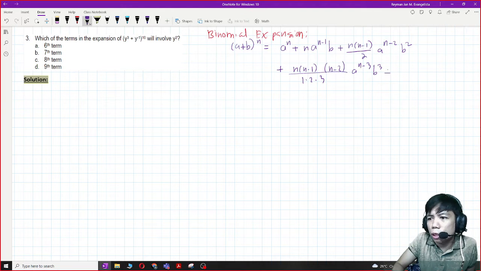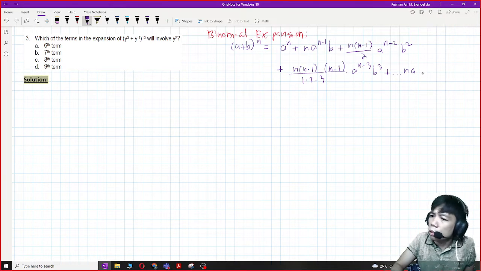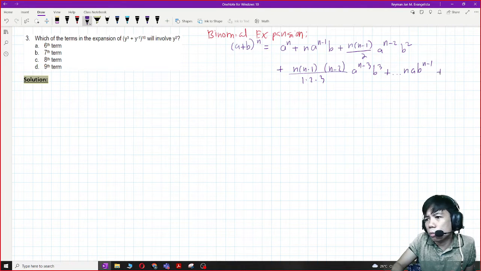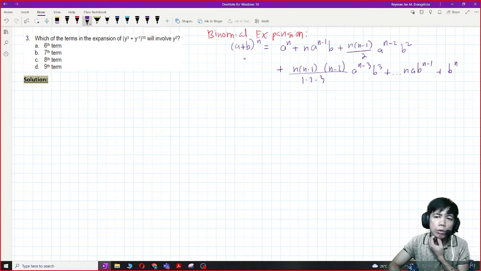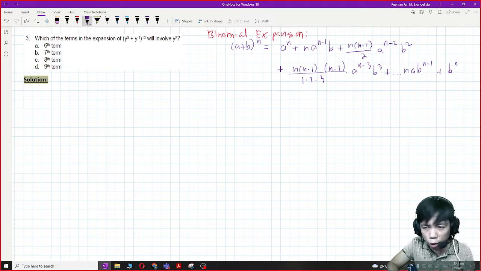Okay? Ang dulo nito guys is N A raised to 1, then B raised to N minus 1, plus B raised to N. Okay? May mga ways guys para ma-expand yung expression na to, yung (A plus B) raised to N.